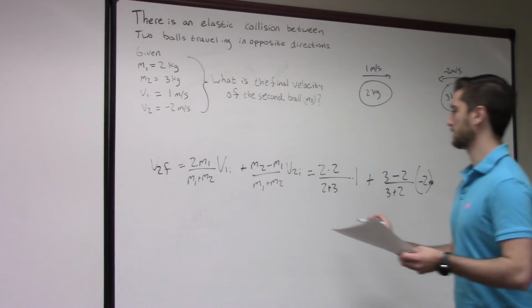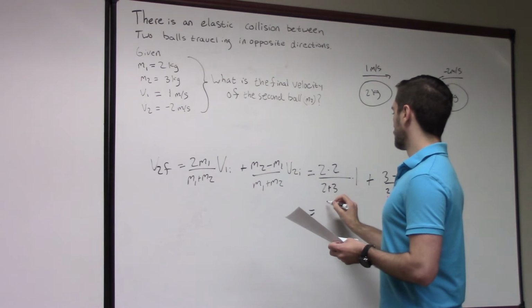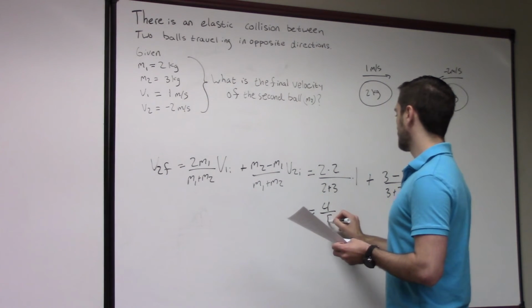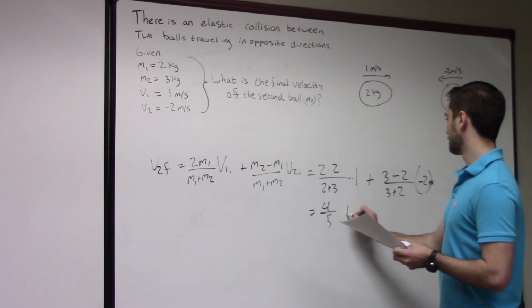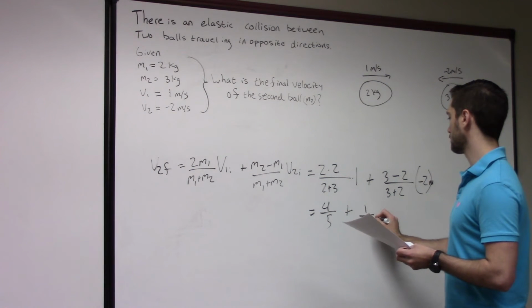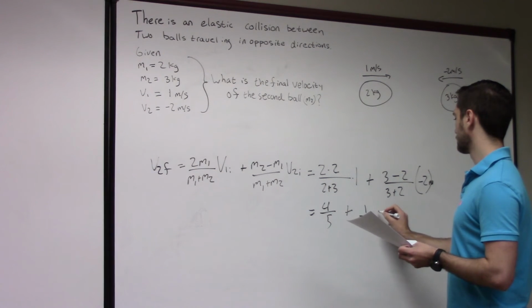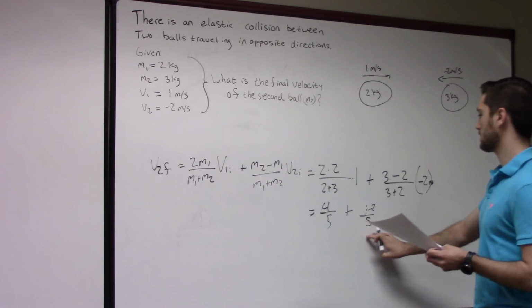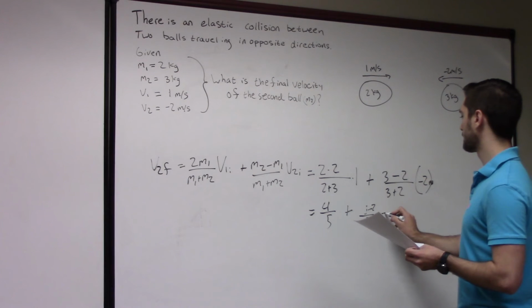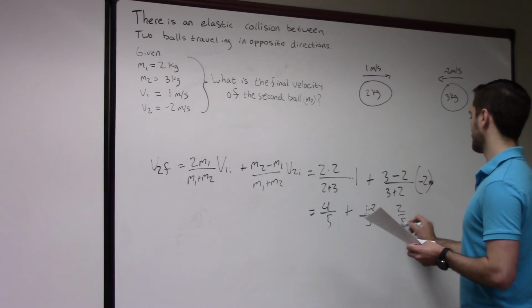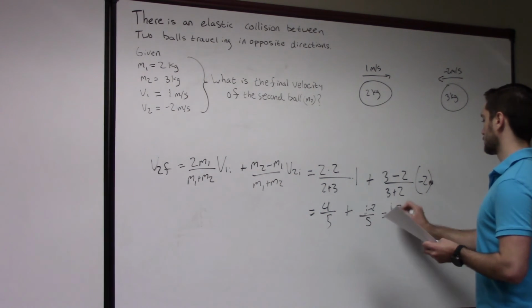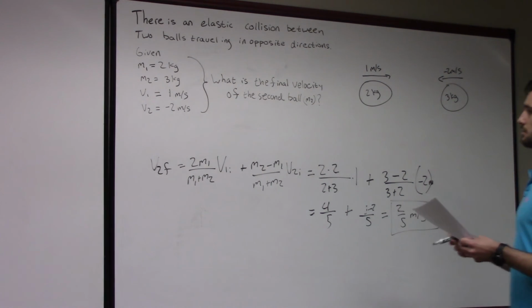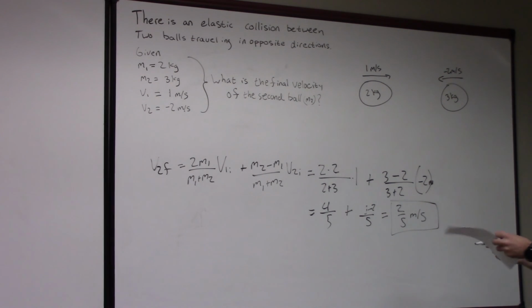Okay, so now let's just calculate this and find what it is. So we have 4 divided by 5 times 1, so I'll just leave that, plus 3 minus 2, which is 1, over 5, times negative 2. That's going to give me negative 2 here. These have a common denominator, so I can just go ahead and add them. This gives me 2/5, and that's going to be meters per second. So the velocity of the second ball after the collision is going to be 2/5 meters per second to the right, because that's the positive direction that we've defined.